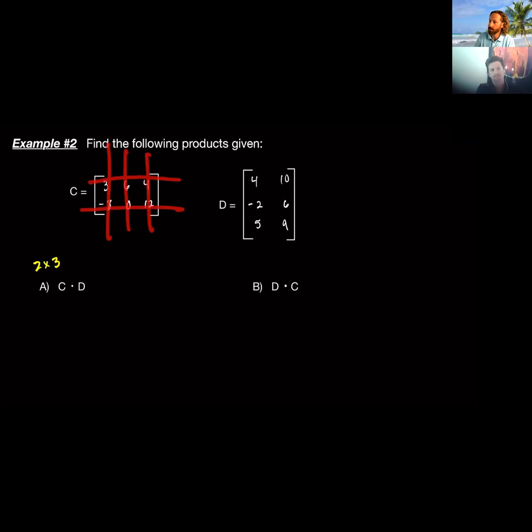Where this one would be a 3 by 2. You know, are we okay? Can we multiply these? Yes, and what are we gonna end up with? 2 by 2. Very good. And how do we do it?